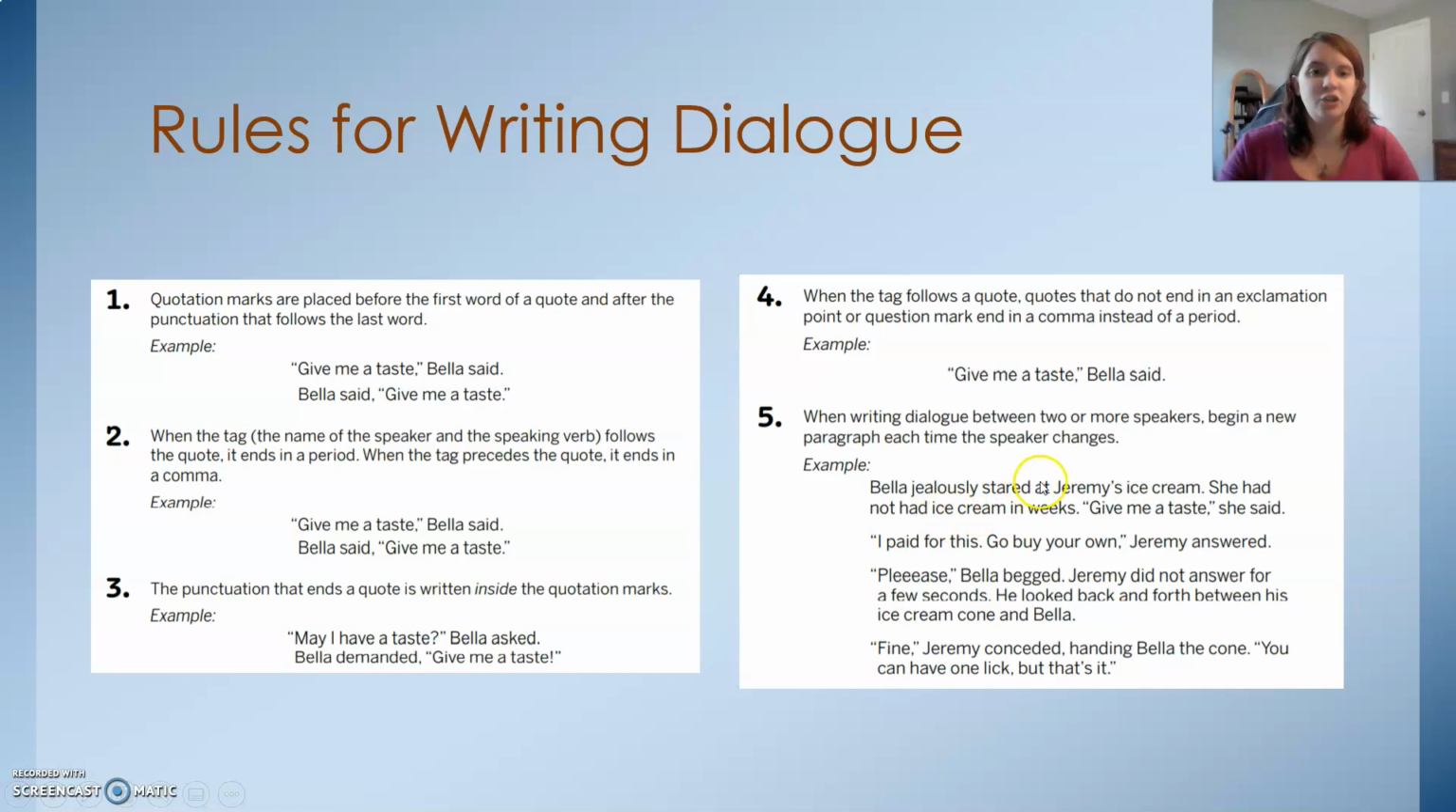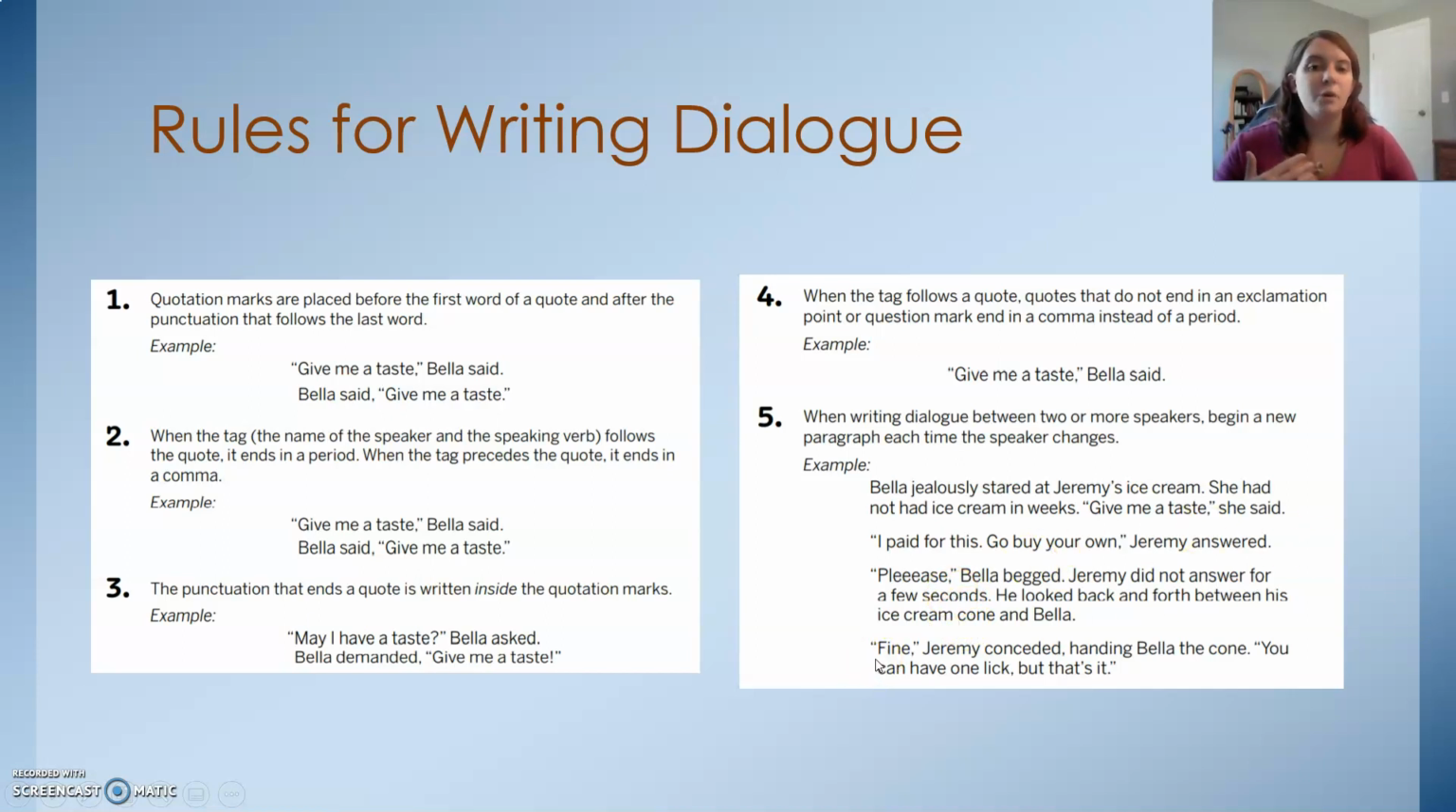So Bella jealously stared at Jeremy's ice cream. She had not had ice cream in weeks. "Give me a taste," she said. Okay, that's the end of her talking. So now we're going to break another paragraph. So we hit enter. "I paid for this. Go buy your own," Jeremy answered. So now we're in another person speaking. Oh, now we're back to Bella. So now we're going to go to another paragraph. Then it goes back to Jeremy. Then it goes down here.